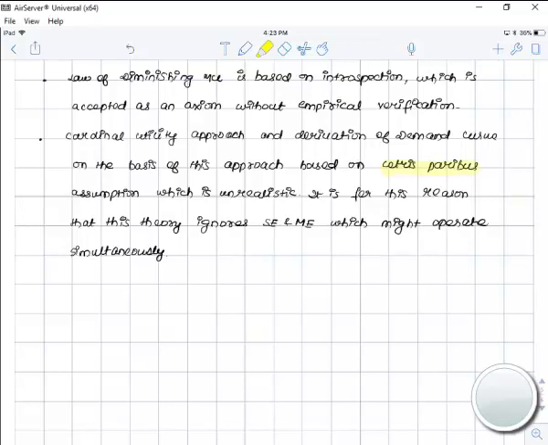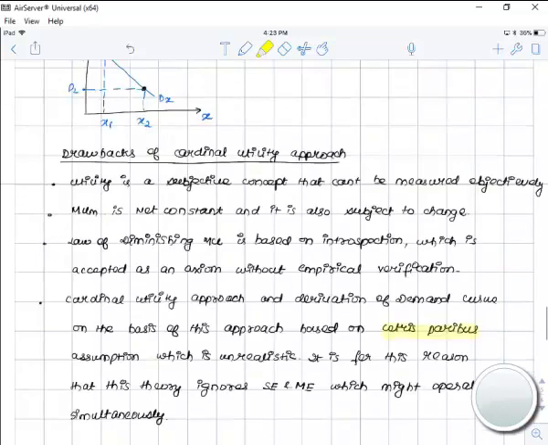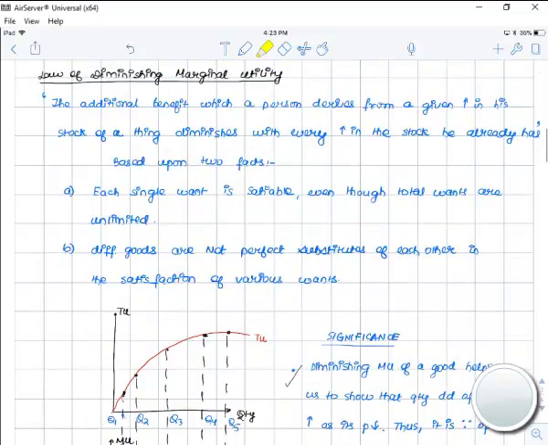And because of this particular reason, this cardinal approach is ignoring the substitution effects and income effects, which operate simultaneously, right? So this is broadly what I wanted to cover in the cardinal utility analysis. Okay.